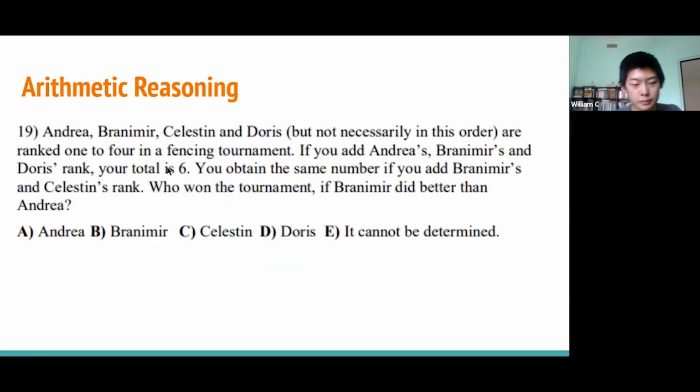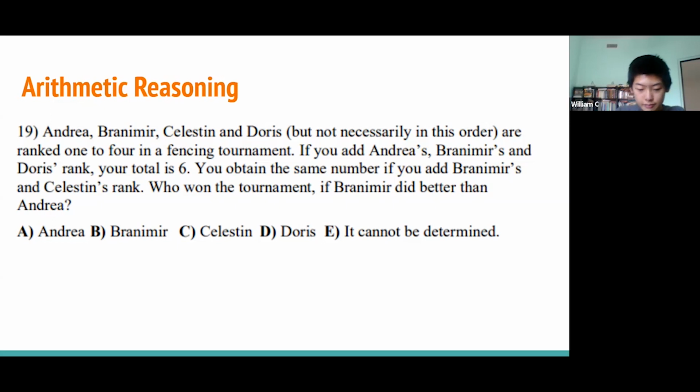Now let's talk about arithmetic reasoning. Let's do this with a problem because it's a bit hard to explain otherwise. Andrea, Branimir, Celestin, and Doris, but not necessarily in this order, are ranked 1 to 4 in the fencing tournament. If you add Andrea's, Branimir's, and Doris's rank, your total is 6. You obtain the same number if you add Branimir's and Celestin's rank. Who won the tournament? Branimir did better than Andrea.